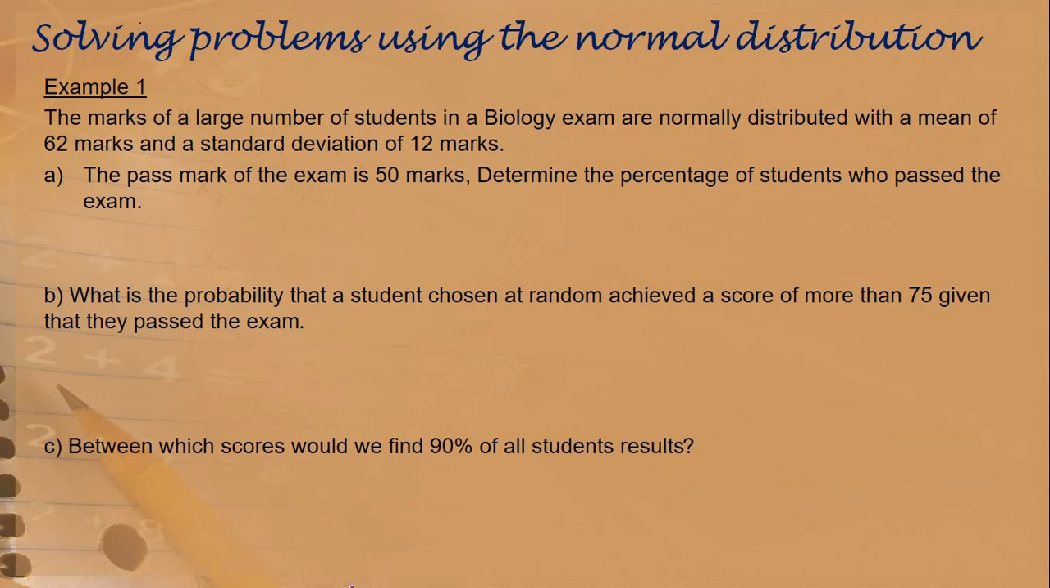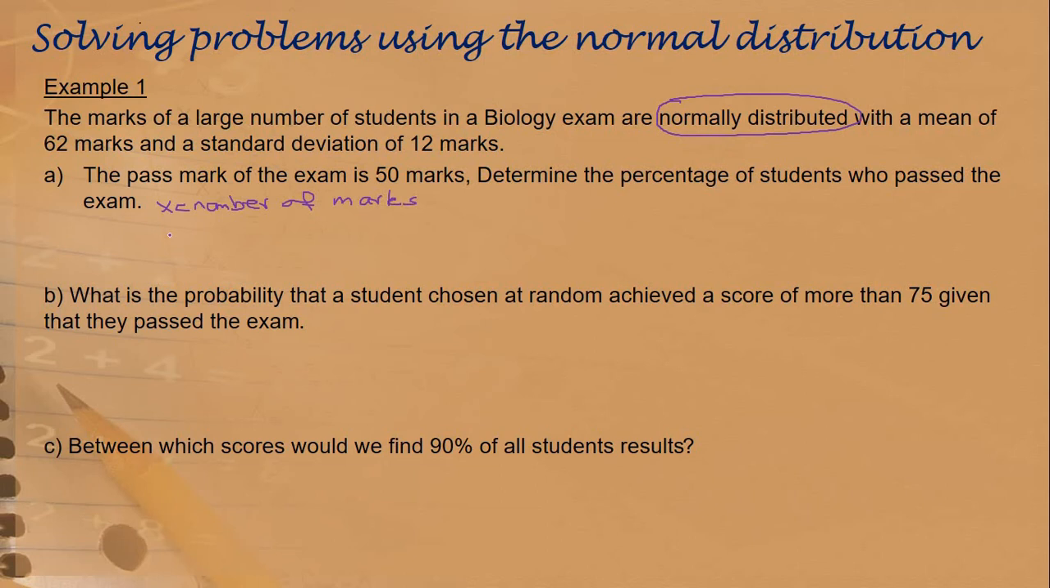So we've now got a situation where we've got a worded problem. The marks of a large number of students in a biology exam are normally distributed. So remember, they'll always tell you that it's normal, with a mean of 62 and a standard deviation of 12 marks. First thing first, we must define a variable. We're talking about the number of marks is what we're interested in. So x equals the number of marks. That's our variable this time.